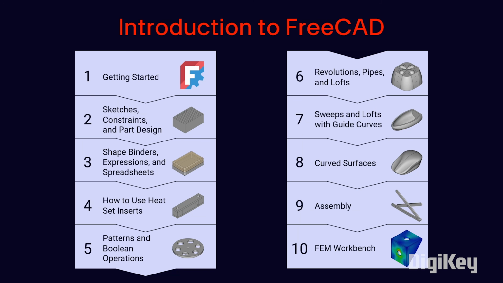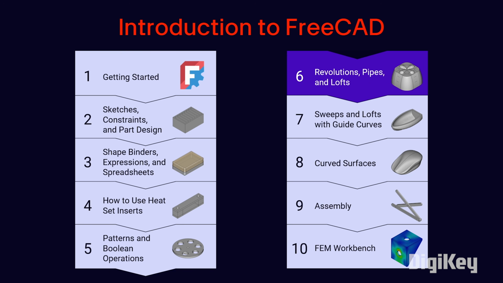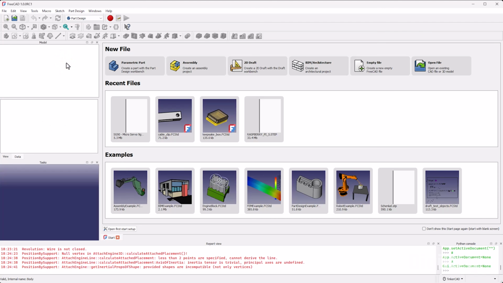In these last few episodes, we'll look at more advanced tools, which allow you to make complex shapes. We'll start by looking at revolutions, pipes, and lofts. To begin, I'm going to show you how to use the revolution or revolve operation. We're not going to use that in our final design, but it's a way for you to understand how that tool works, as it can save you time on some designs in the future.